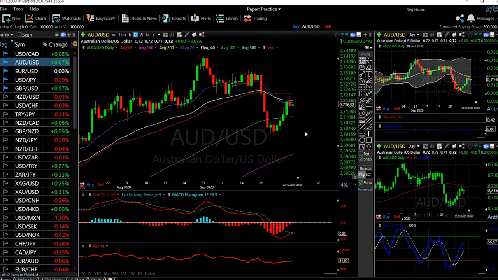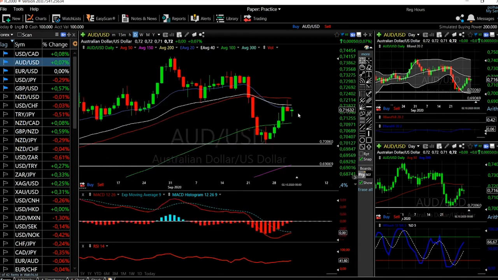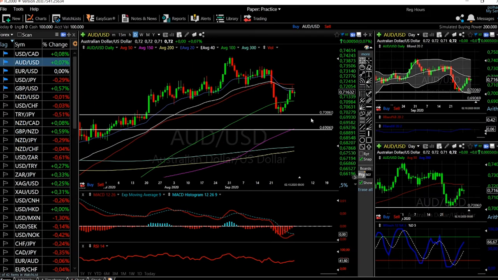So I would bet that we'll go back towards the 0.70 line or support area. If we break through that, then we have the 150 moving average just underneath here at the 0.69. Maybe. I just don't favor the upside at this point. This looked like a massive resistance at the 50 moving average. So most likely we'll go lower from here.